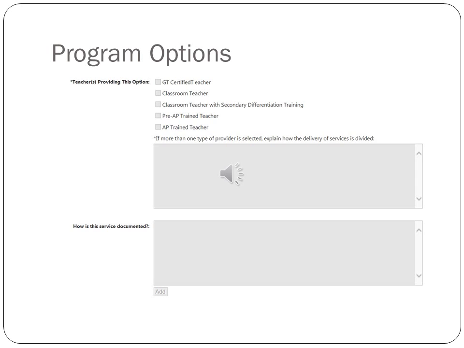Then describe how services are documented. You don't have to list teacher or student schedules here. List the documents that are evidence of service, such as lesson plans or an AP course syllabus that has been approved through the AP course audit process for AP courses.